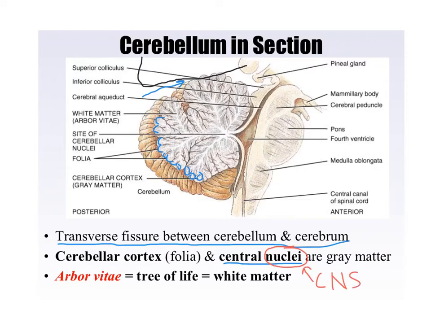Now, this is in red, so I guess we might need to know this. What's called the arbor vitae, which I believe is Latin, stands for tree of life. And all that is the white matter that's deep within the cerebellum. If you look at this, it kind of branches off. This white matter, these myelinated axons, they branch off and look kind of like a tree. And that's what's called the arbor vitae. Will you need to know that? Yes. That's why I put it in red.